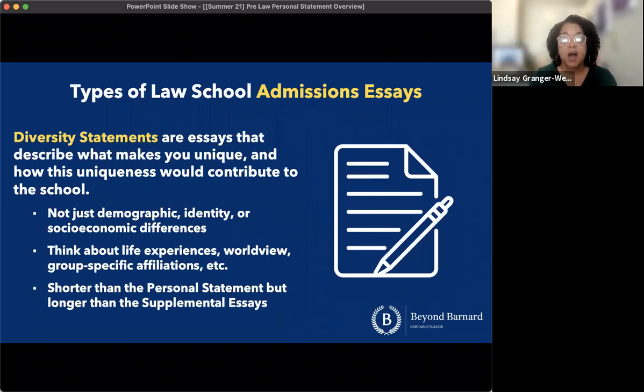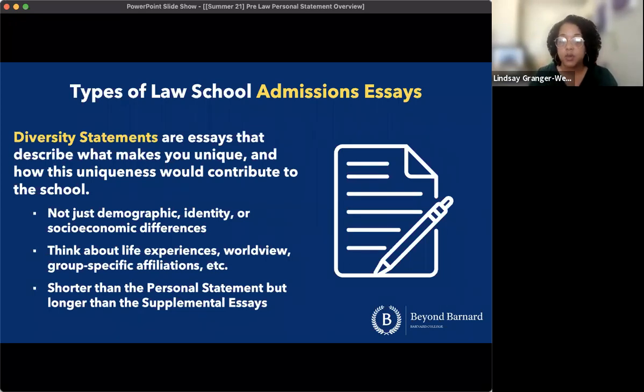It's really, if you think about the admissions folks putting together a puzzle for their incoming class, they want to make sure that it's not homogenous. They want to make sure that all the pieces are different, but fit together in a way that will make sense. And so the diversity statement is where you can talk about different aspects of yourself that make you stand out, but also help you relate to people who are different from you.